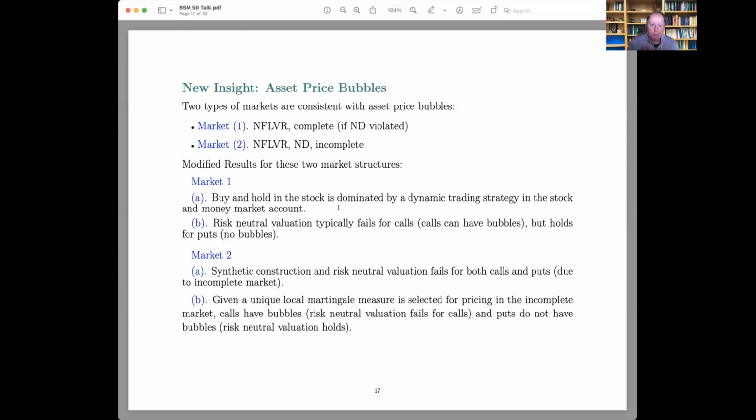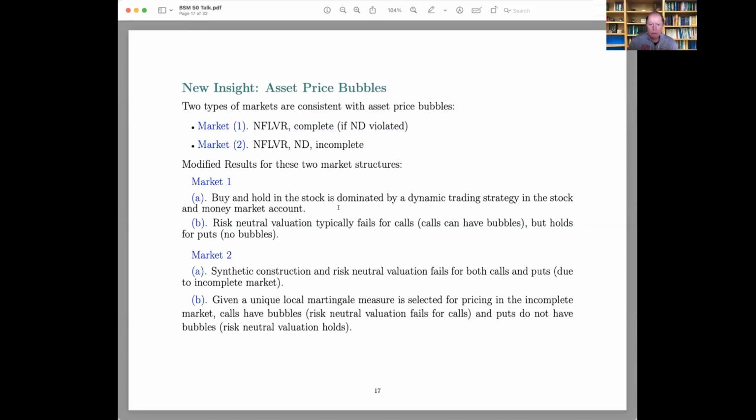Risk neutral valuation here typically fails for calls, but it does hold for puts, which is also interesting, and that's because puts have bounded payoffs. On calls, payoffs are unbounded above. So market one, we actually know an awful lot about the structure and how to handle the valuation and replication of derivatives in that structure.